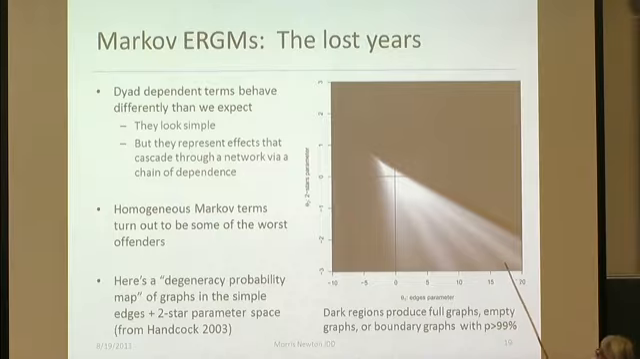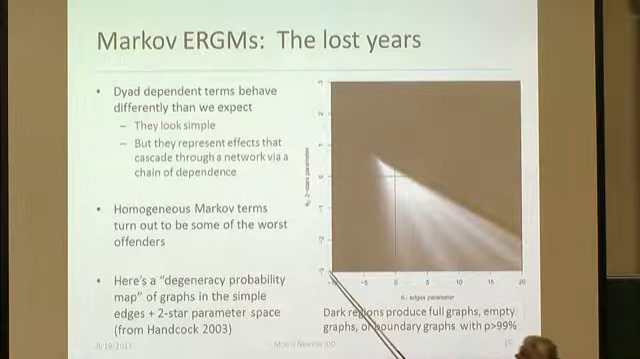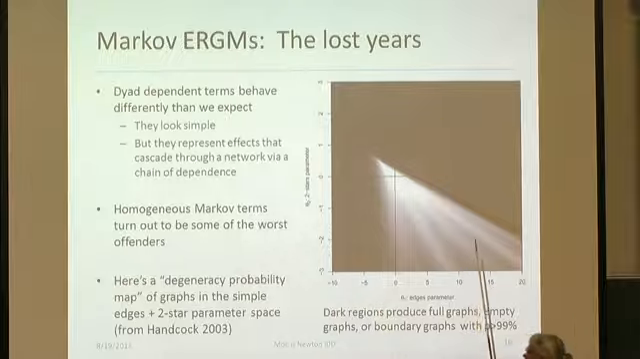And what was actually going on is what you see in this model, which we call the stealth bomber plot. Essentially, what's happening is these dyad-dependent terms behave very differently than we expect. They look simple, but they actually have these cascading processes across the graph because they're kind of a complex system component. The homogeneous Markov terms turn out to be some of the worst offenders.